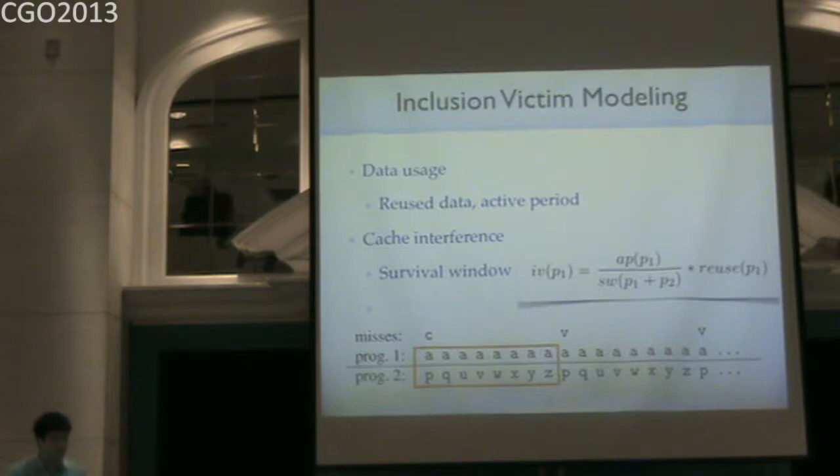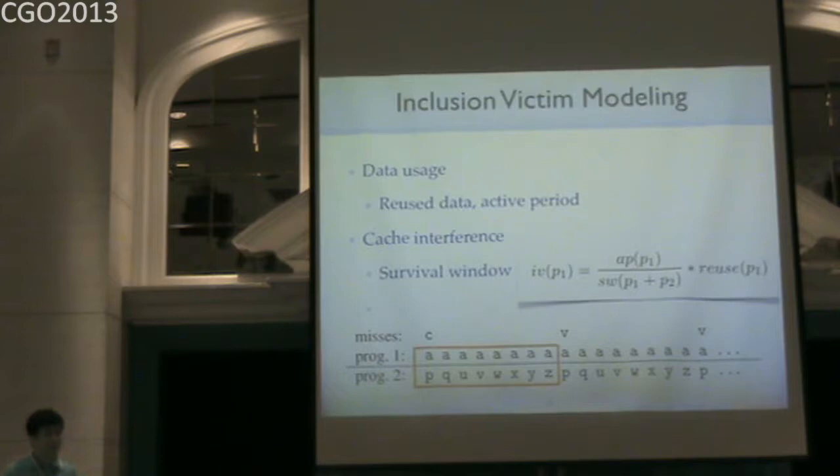And the way we model it, we look at the data usage. We say how much data is reused, and how long it's being reused. And then the frequency of inclusion victim misses depends on how fast the shared cache is being used by the peer programs. As a result, my data would be evicted. That's a measure we call the survival window. After every survival window, my reused data will be evicted from the shared cache. So the total number of inclusion victim misses is computed by the active period divided by the survival window. That's how many times I will incur the inclusion victim misses, times the reused data, because all of these will be misses.